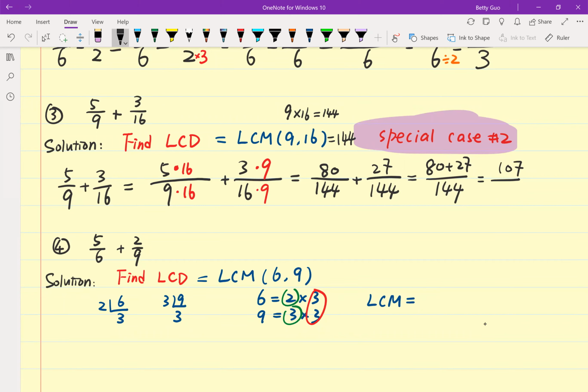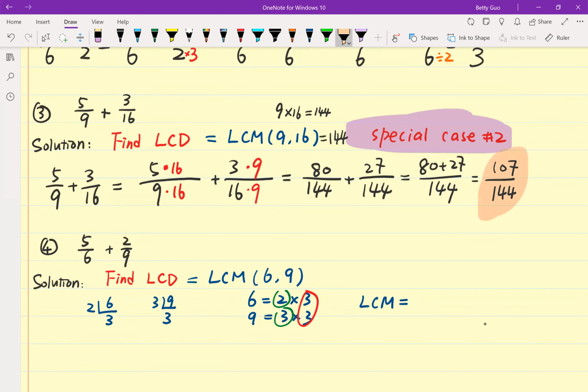107, right? 107 over 144. And this number is already reduced. Yeah. How do you know this number is reduced? Let me explain, okay? How do you know this number is reduced? Because both top and the bottom are so big, right? Yeah, not like one-digit numbers.